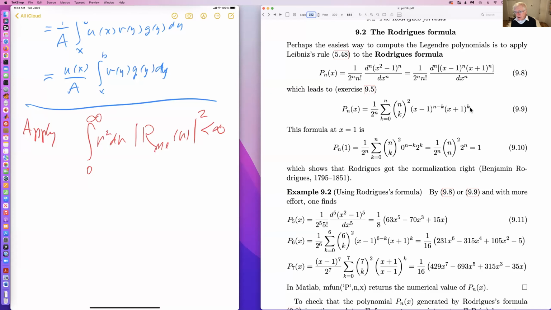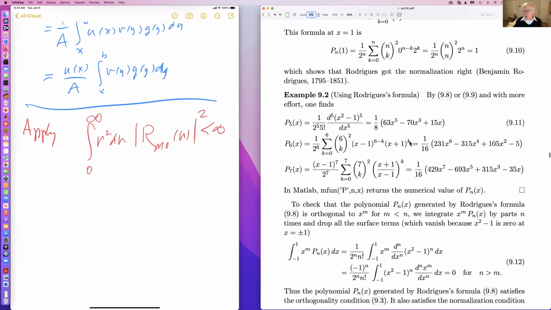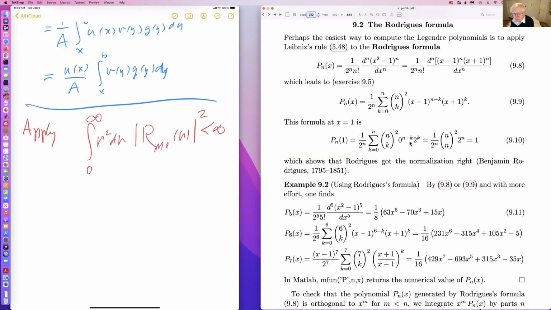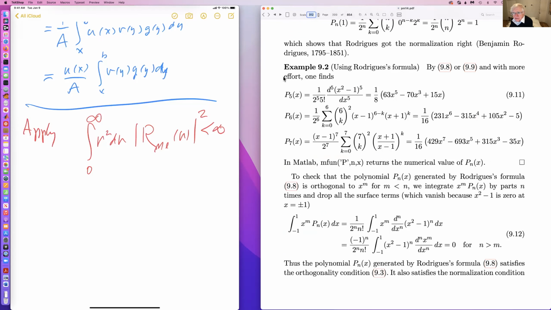And if you set x equal to 1, then these guys all vanish, and you're left with just the case where k is equal to n, and that gives you the binomial coefficient n choose n squared, which is 1, and then you have 1 over 2 to the n, and then you have here, this is 2 raised to the power n, so you get 1. So Rodrigues got the normalization right, and you can then use Rodrigues's formula to compute these things.